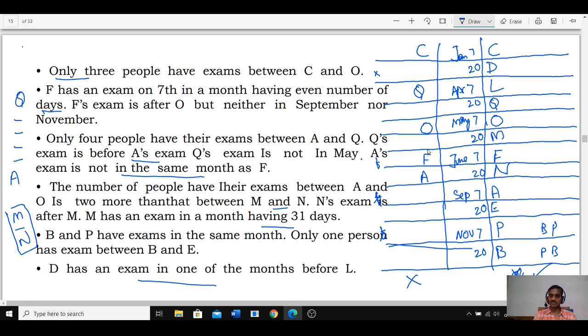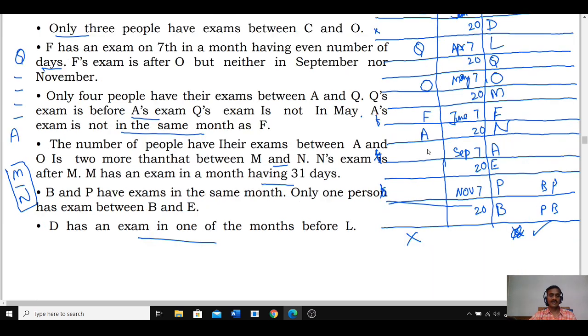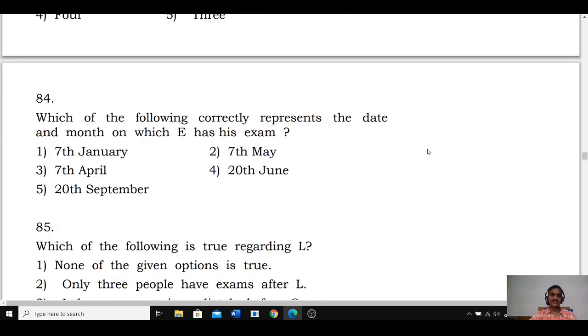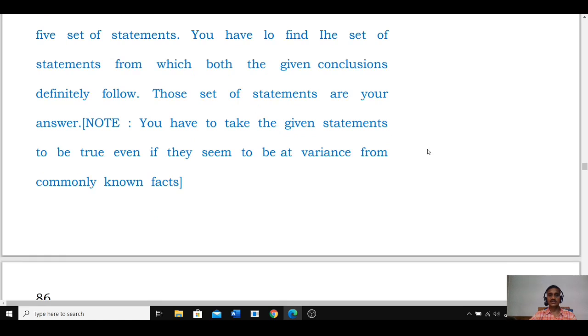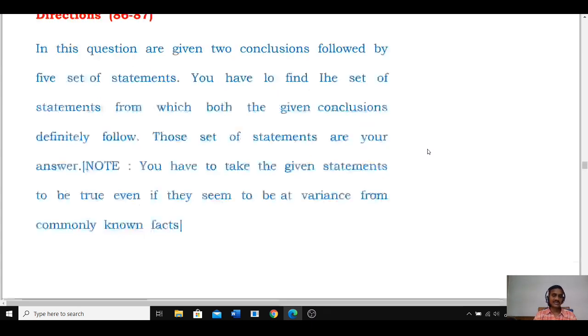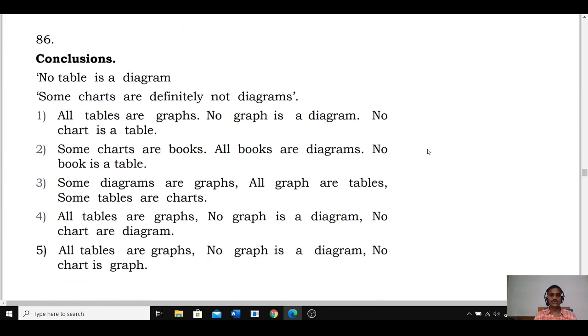Again 6 months, 2 different dates and 12 persons, and they have their examination. Almost the previous one and this one seems to be the same, but the conditions were completely different. Okay, 81 to 85. Then coming to 86 and 87, they are based on 2 conclusions followed by 5 sets of statements. Now syllogisms in the reverse order, isn't it? Now 86 and 87, syllogisms in the reverse order.